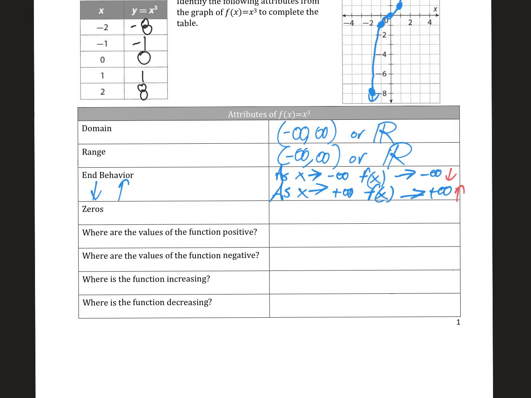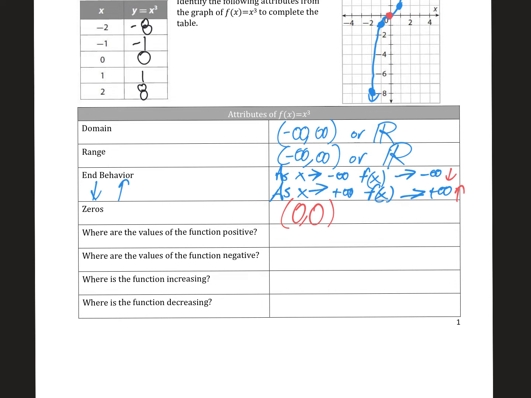Okay, and then they mentioned zeros. The zero is actually just that one point in the middle. A cubic function only has one zero, and originally it is at (0, 0), the origin. Let's write that a little nicer. There we go.